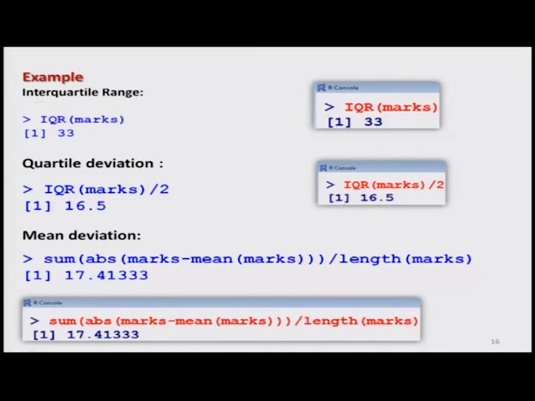Now, we compute the interquartile range. We know that the function for the interquartile range is simply IQR in capital letters, and the data vector here is marks, and as soon as you enter it you get the value 33. Similarly, if you want to compute the quartile deviation, you simply have to divide the interquartile range which you have obtained here by 2, and you get the value 16.5.